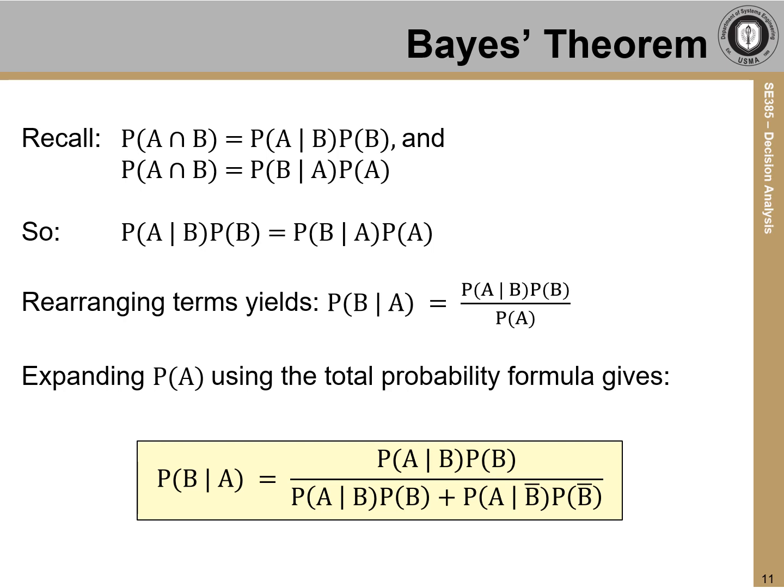If we don't know the probability of A, because sometimes that's not quite given, you can decompose that into the probability of A given B times the probability of B plus the probability of A given not B times the probability of not B. And this helps set things up so it's a little bit easier to work out what the probability of B given A is.